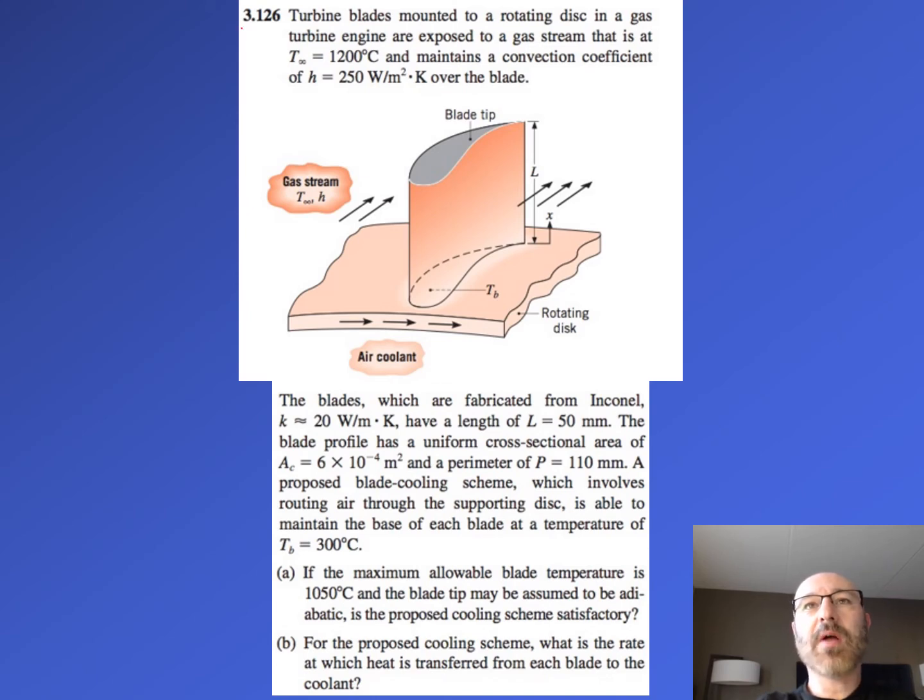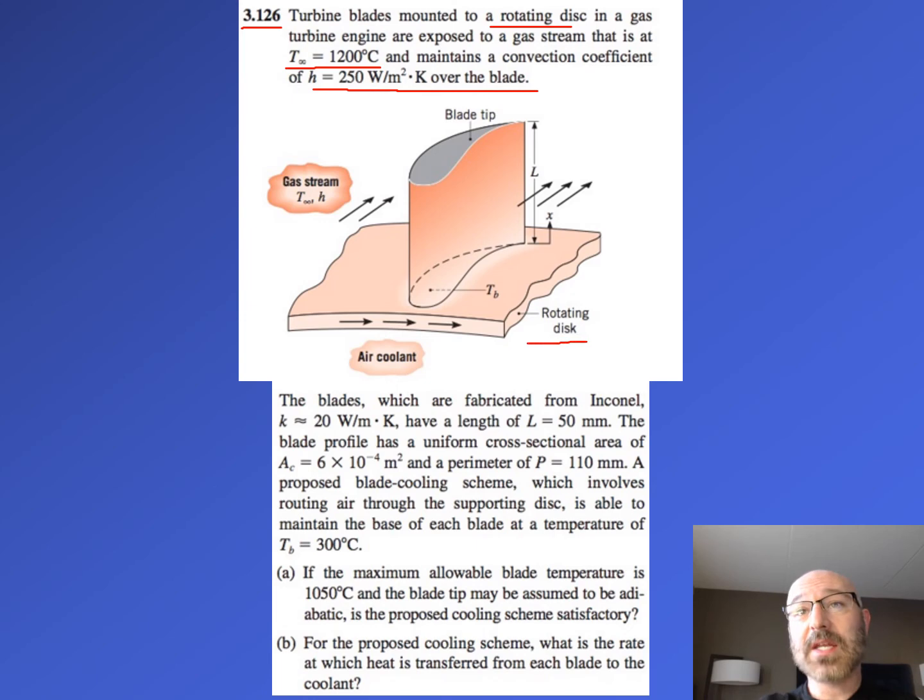So we'll take a look at problem 3.126. We have turbine blades that are mounted on a rotating disc in a gas turbine engine, exposed to a gas stream at a temperature T infinity of 1200 degrees Celsius. It maintains a convection coefficient of H equal to 250 watts per meter squared times Kelvin over the blade. So we can see they give us a diagram down below here.